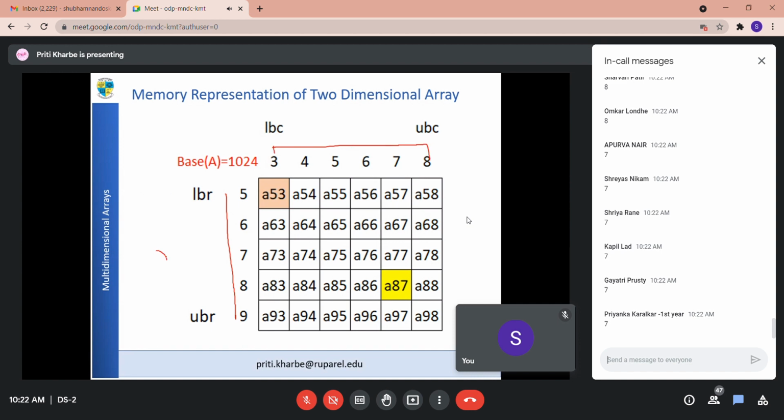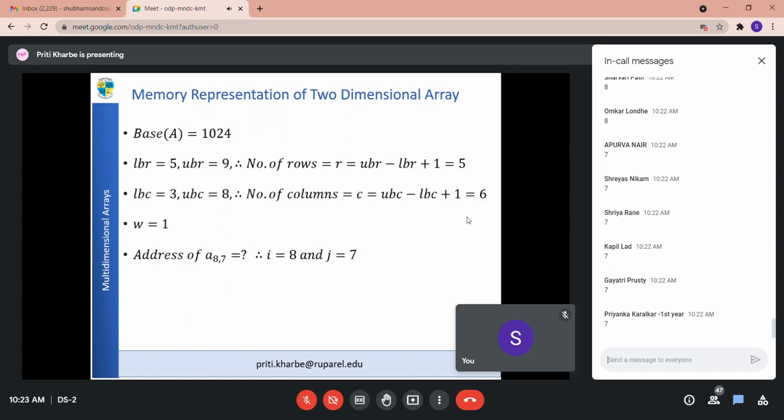So my R value becomes 5. Total 5 rows are there. The C value becomes 6 because total 6 columns are there. LBC, the lower limit of your column number, is 3. LBR is 5. The first element's address is 1024. They have said W is equal to 1. We are interested in A87's address. So I is equal to 8 and J equal to 7. So quickly give me the address of this element.